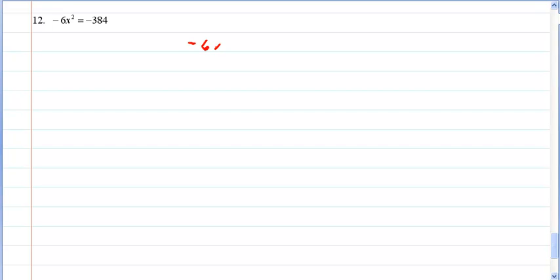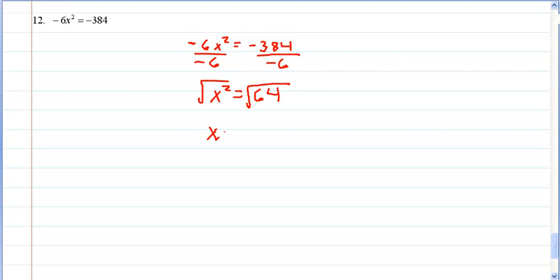For number 12, we have negative 6x squared equals negative 384. So I start by dividing both sides by negative 6, so that I get x squared is equal to 64. I take the square root of both sides, and the square root of 64 is 8, and I just include the plus or minus in front because we're solving an equation. So x is equal to plus or minus 8.